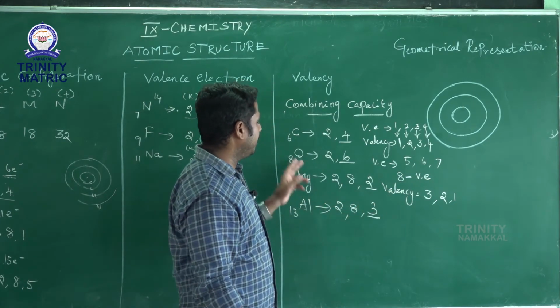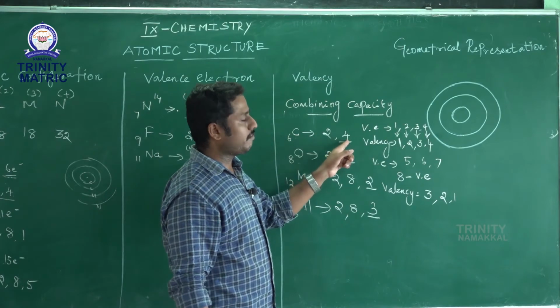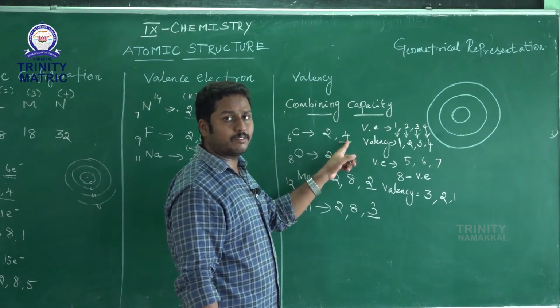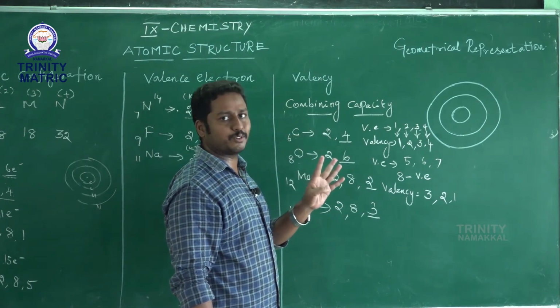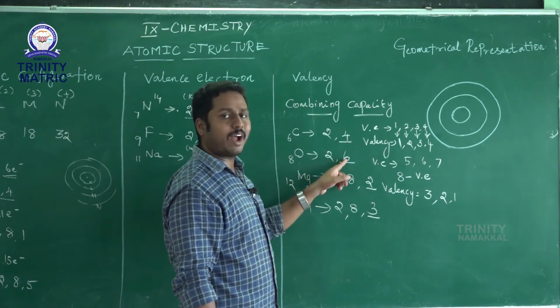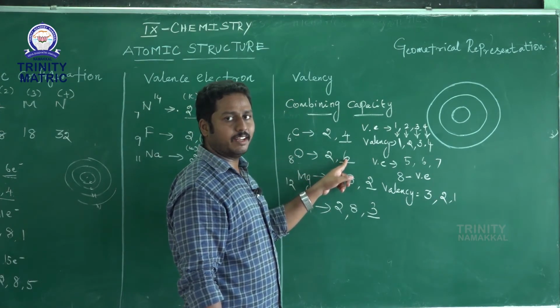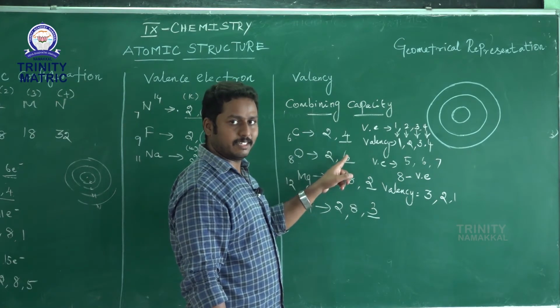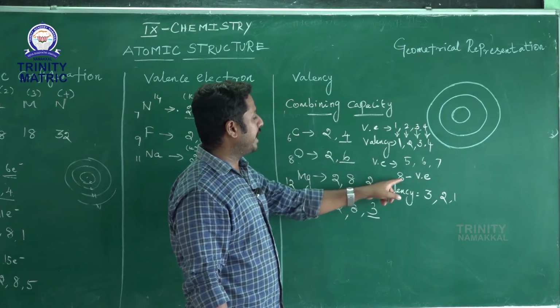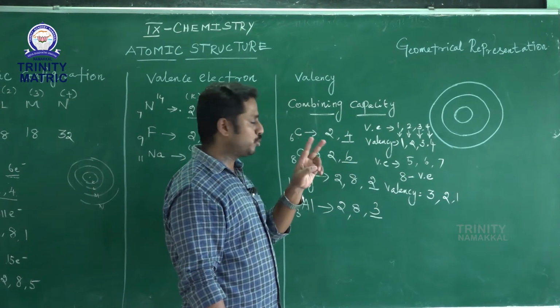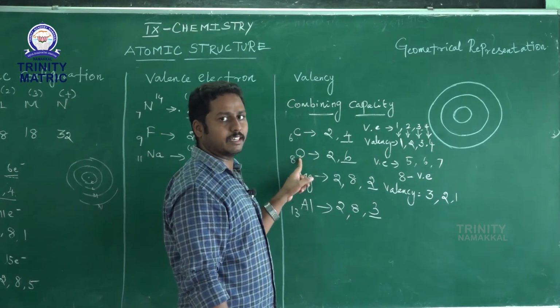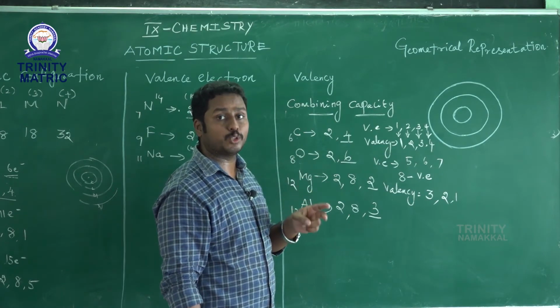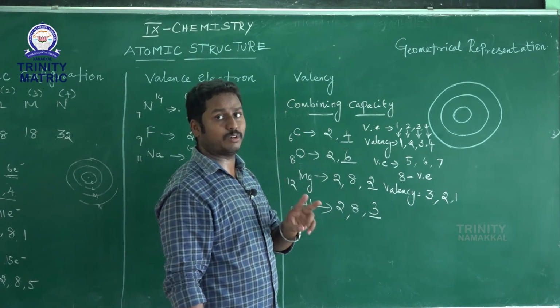Okay. For example, carbon: valence electron is 4. What about the valency? Valency is also 4. Oxygen: valence electron is 6. Okay, the value is more than 4, so we can subtract this number from 8. So 8 minus 6 is 2. So 2 is the valency of oxygen, which means oxygen is able to combine with only 2 other elements.